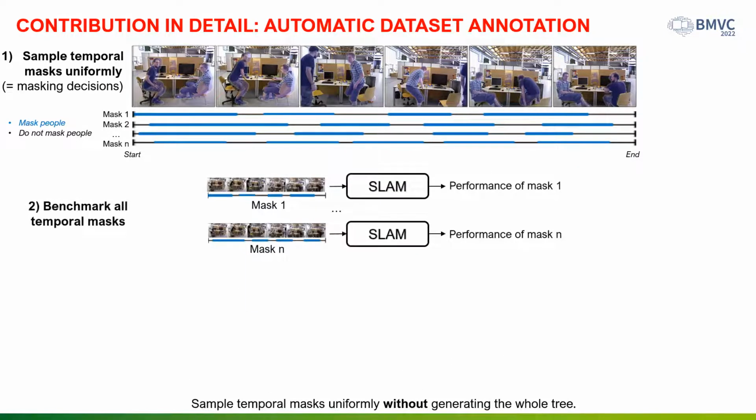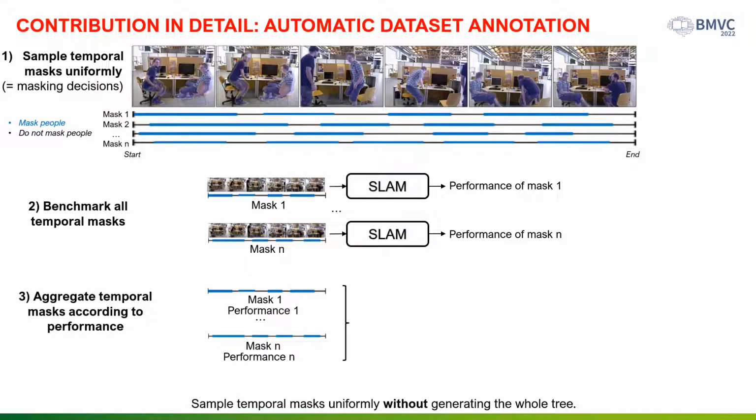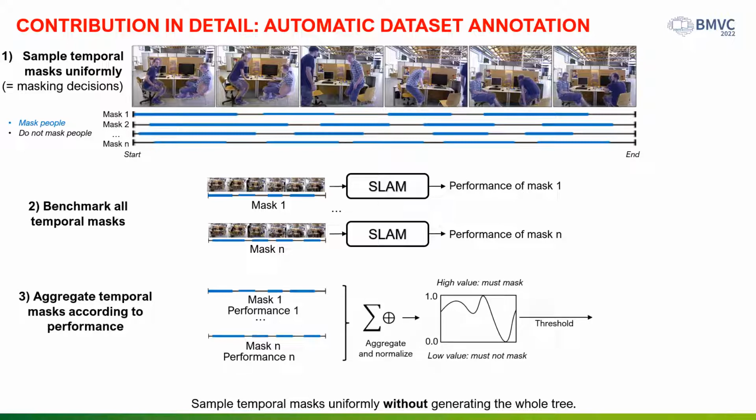The second step is to benchmark all temporal masks to evaluate their effect on SLAM performance. Finally, we aggregate all sampled masks according to their performance, which results in a real value-add vector that is thresholded to finally obtain a temporal mask that maximizes performance for the given semantic mask generator.